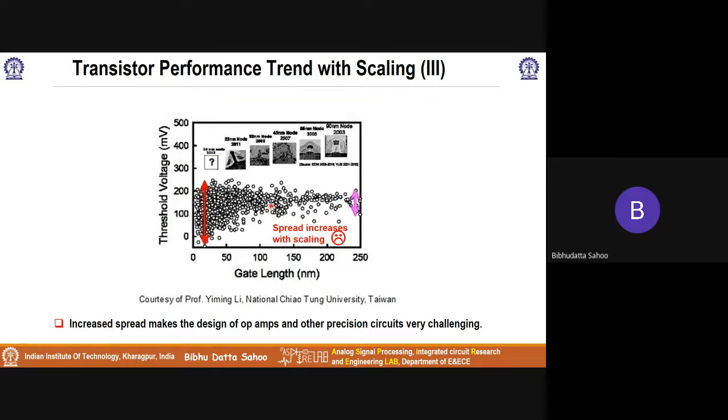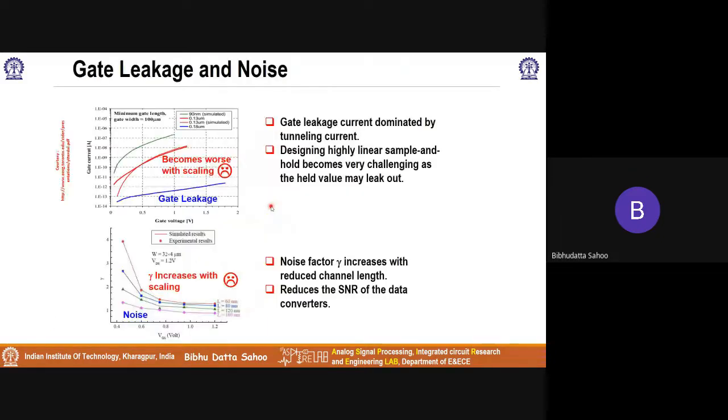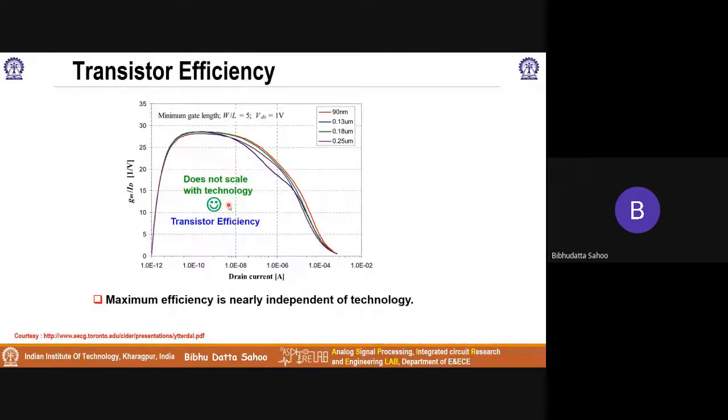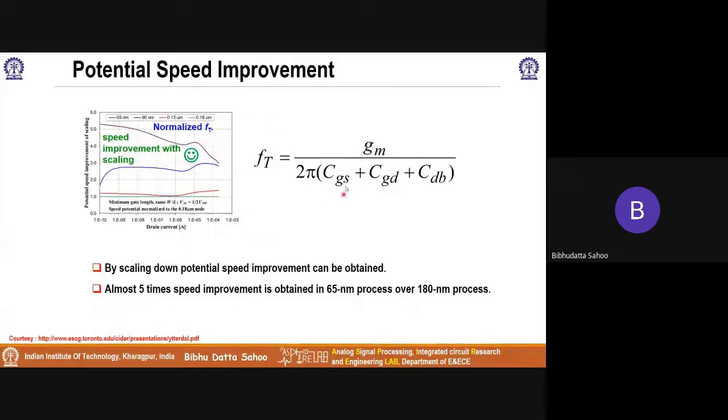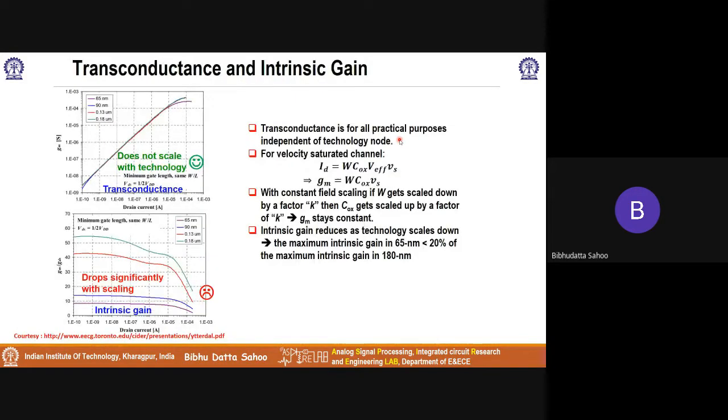I will reduce the L and increase the W. I'll increase the L and keep the aspect ratio the same. Now, when I keep the aspect ratio the same, W and L both increasing, what happens to my FT? FT drops. As soon as my FT drops, I have to get back the FT. So what do I do? I burn more current. I increase GM. And how can I increase GM? By burning more current. So therefore, I have to burn more power.